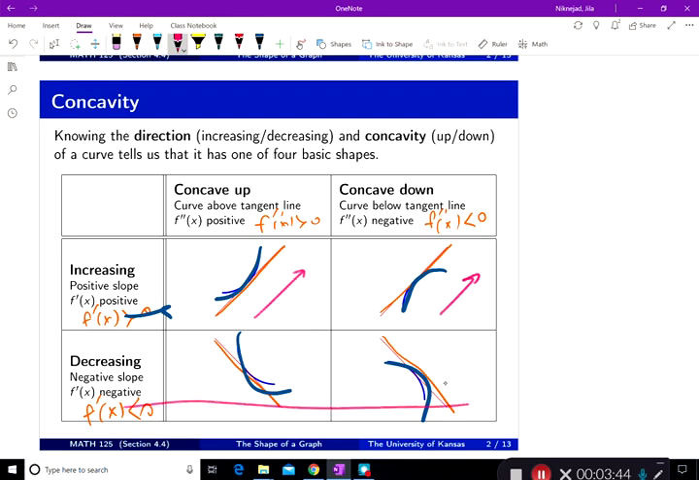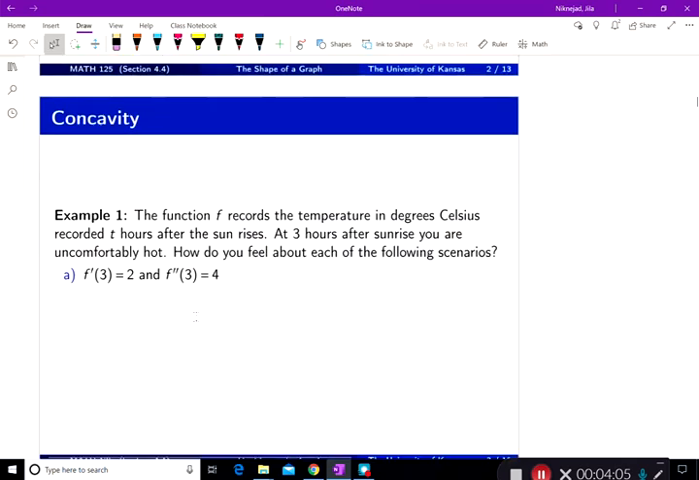For this row, according to the tangent line being negative, in the direction decreasing, I'm going to put the tangent line in, and then concave down goes below, concave up goes above it. And that's how I choose the shape of the graph. Now, let's do a few examples.